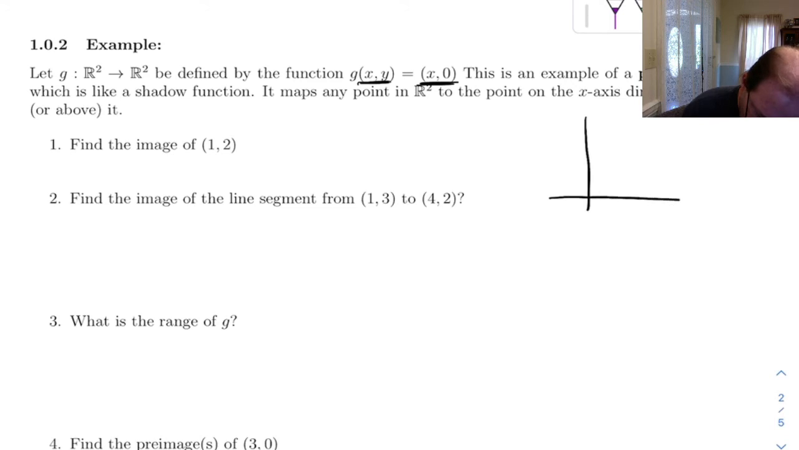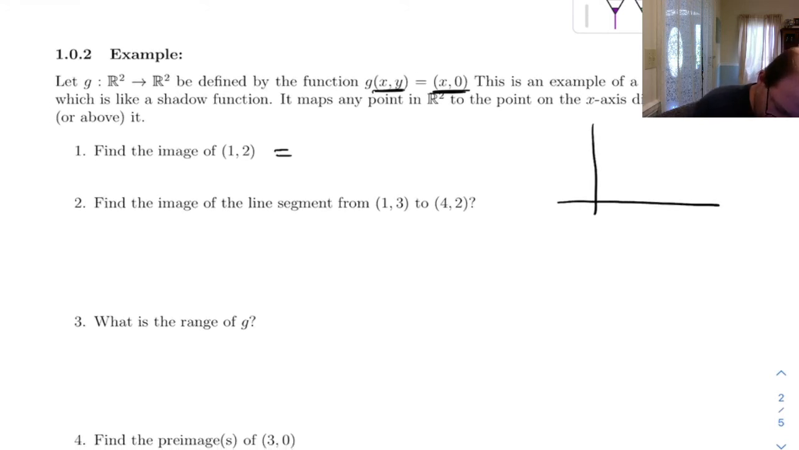So right here, find the image of (1, 2). Well, it's easy enough to just say, x is 1, y is 2, so this is going to give me (1, 0). So if this was the original point, the image is going to be down here.